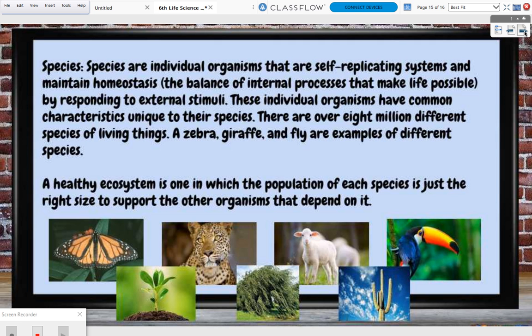So we're talking about the individual components within a population. An individual male in a lion pride, for example, has a particular role, and his role is to protect and reproduce within the pride to keep his pride strong. So every individual species within a population has an important role.